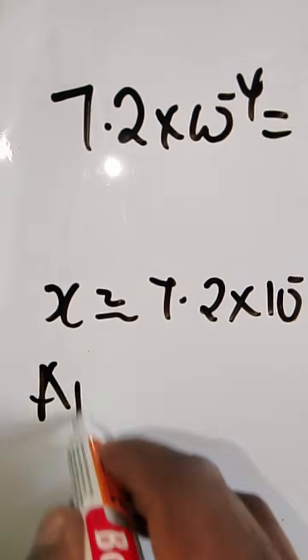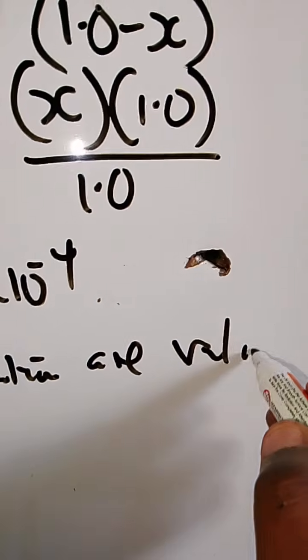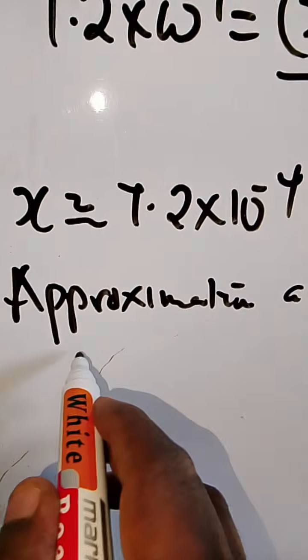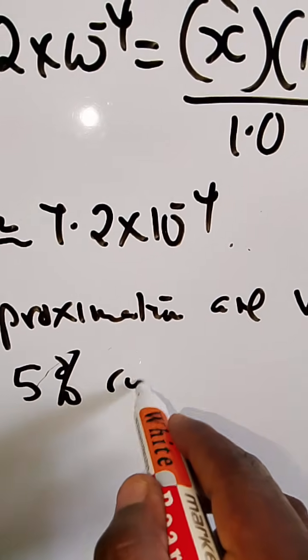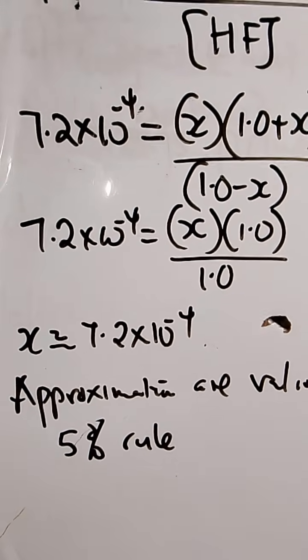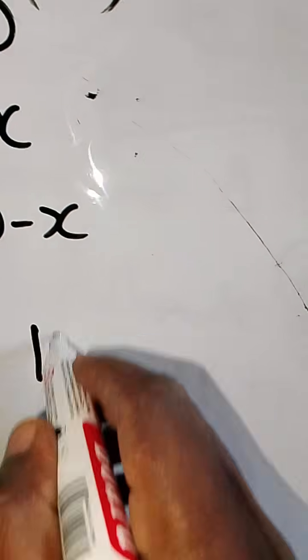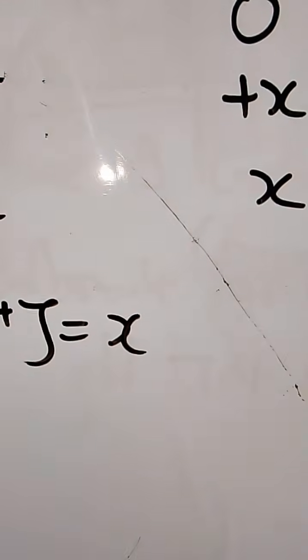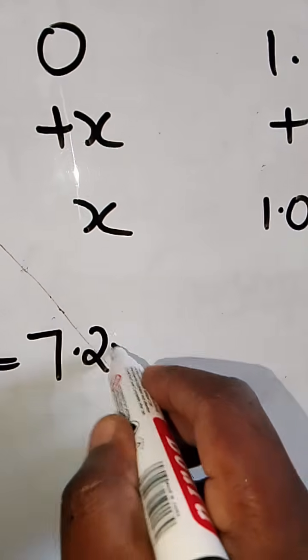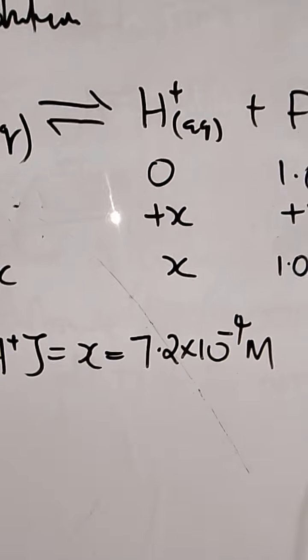Approximations are valid by the 5% rule. Okay, so X is the concentration of hydrogen. We know that the concentration of hydrogen is equal to X, and our X has been given there, which is equal to 7.2 times 10 to the power negative 4 molar.